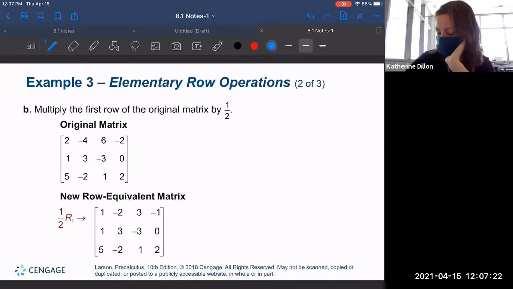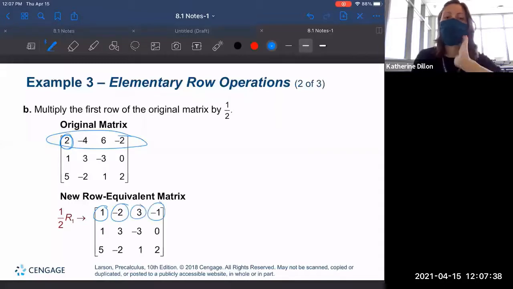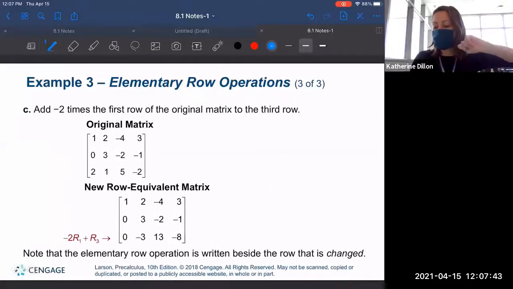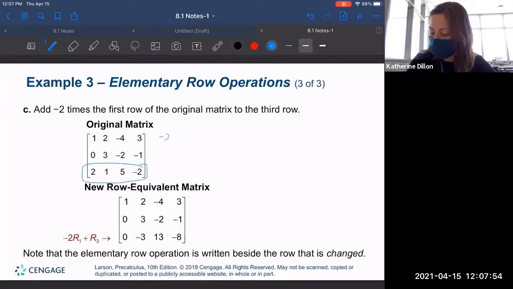Multiplying a row by a constant. They said, I'm going to take row 1 and multiply it by 1/2 so that this coefficient becomes a 1, just like we do with our equations. So that's exactly what they've done, divided each of those by 1/2, and that became their new row 1. Last one, adding -2 times the first row of the original matrix to the third row. So they said, okay, for this third row, I want to add -2 times row 1 plus that row 3, and that's my new row 3.